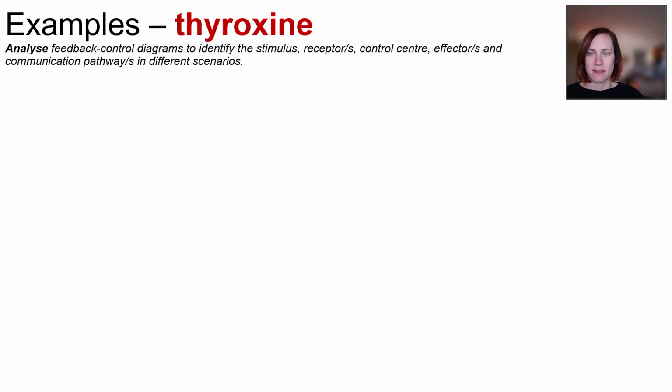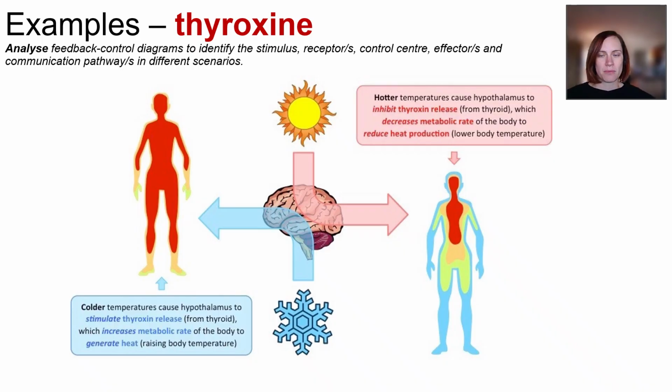Another example is thyroxine, and this one is related to temperature regulation. In cooler temperatures, the hypothalamus will pay attention and stimulate the thyroid gland, and it produces thyroxine to increase your metabolic rate, which is going to make you warm up and start producing some heat. The opposite is when it's in warmer temperatures: your hypothalamus notices and inhibits thyroxine production so that you can decrease your metabolic rate and essentially cool down.